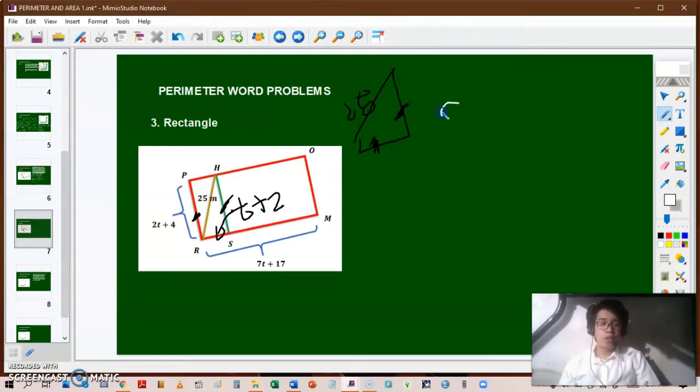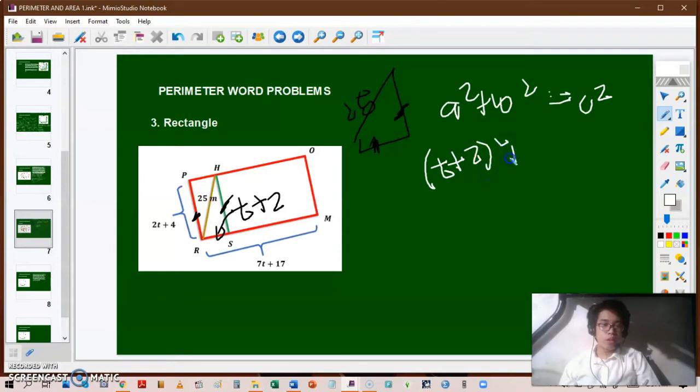So our formula is going to be a squared plus b squared is equal to c squared. So that's the Pythagorean formula. So we have here a squared, so that's going to be (t plus 2) squared, plus b. What's the value of b? It's (2t plus 4) squared, is equal to the value of c, which is 25 squared. And now we can solve for that neatly. So what's (t plus 2) squared? That's going to be t squared plus 4t plus 4.